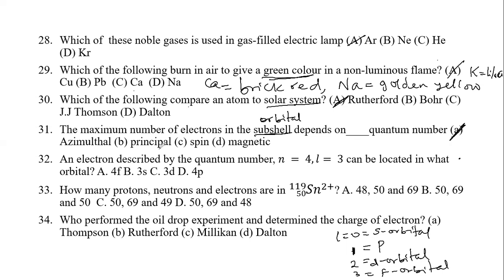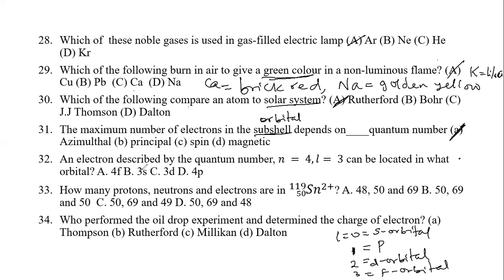The principal quantum number divides the atom into energy levels or shells, the K, L, M, N shells. That is the work of the principal quantum number. It gives us the volume or size of the atom, or the distance of the electron from the nucleus. But the one that divides the shells into subshells, known as orbitals, is the azimuthal quantum number.